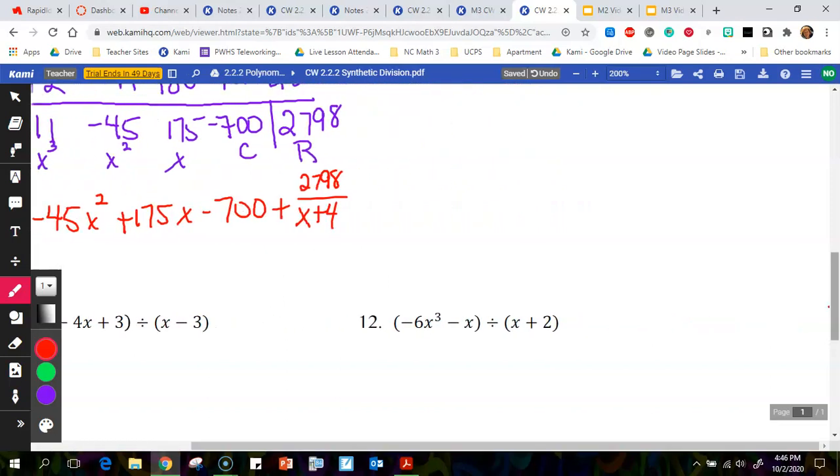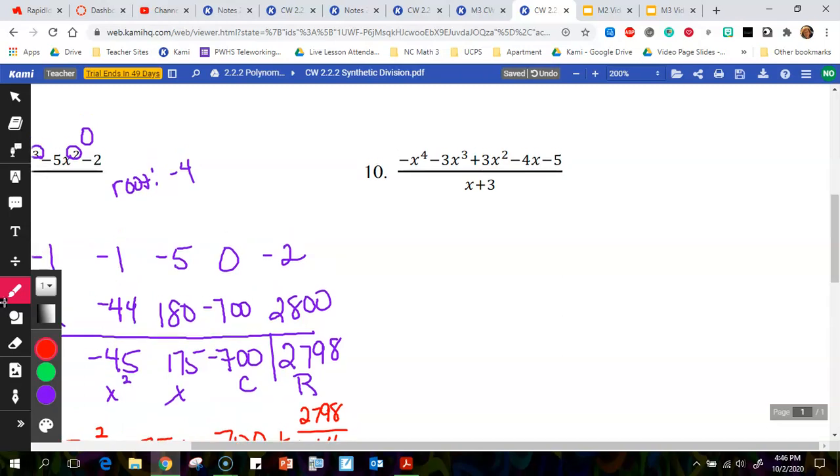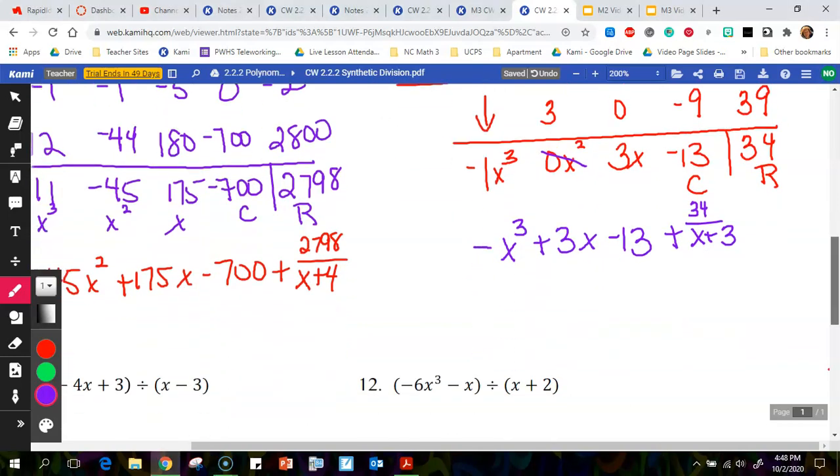All right, the next one, we don't have any placeholders. I want you to try this one. Pause your video, try it. I'm going to work it out, and then I'll come back and see if you got it right. All right, so there weren't any placeholders, but you ended up with a 0x squared term, and so you don't have to put that in the final answer. There's the final answer in purple.